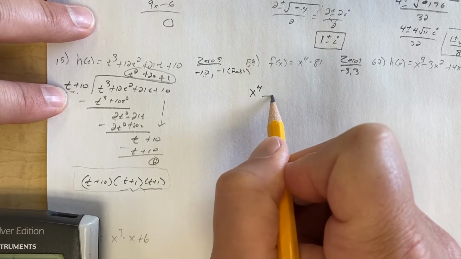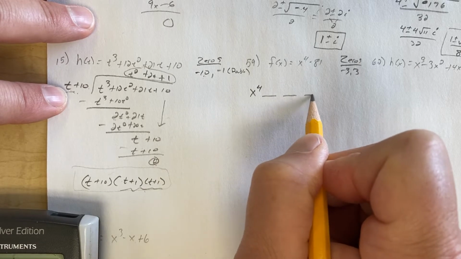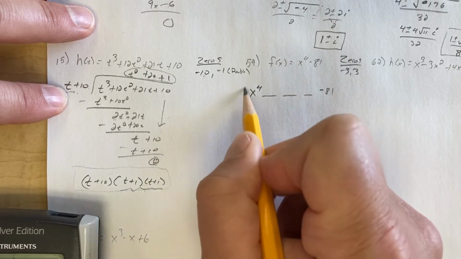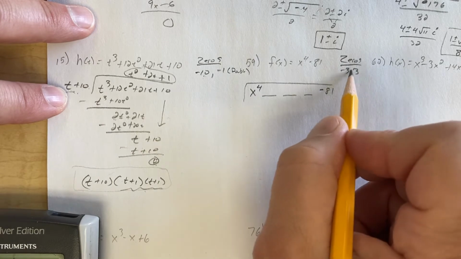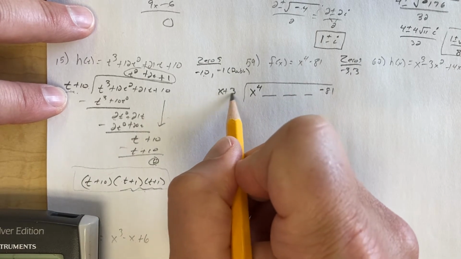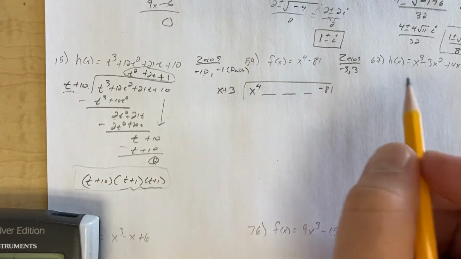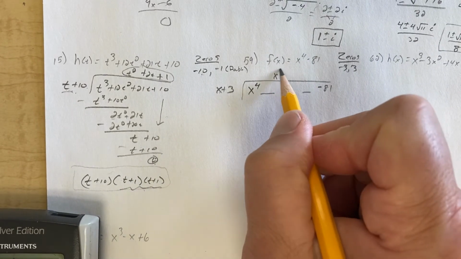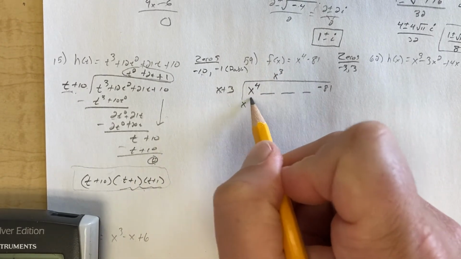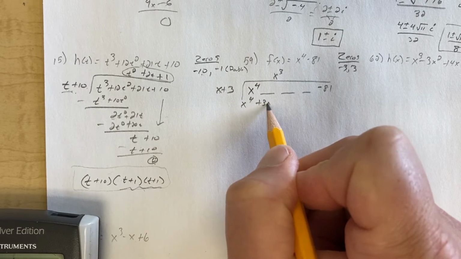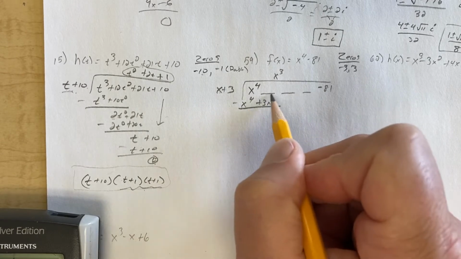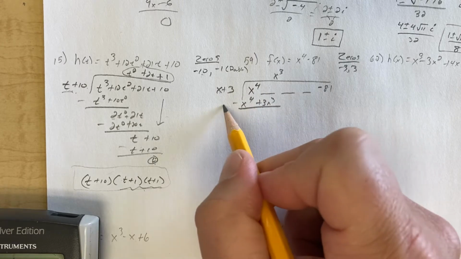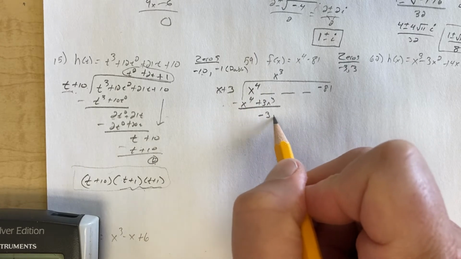We're going to leave a space for x cubed, x squared, and x, and then minus 81. Okay, and we'll divide it by x plus 3 to start with. So we'll do the negative 3 one. All right, to get x to turn into x to the 4th, I need to multiply by x cubed. That's going to give me x to the 4th plus 3x cubed. Subtract, and a nothing minus 3x cubed gives me a negative 3x cubed.